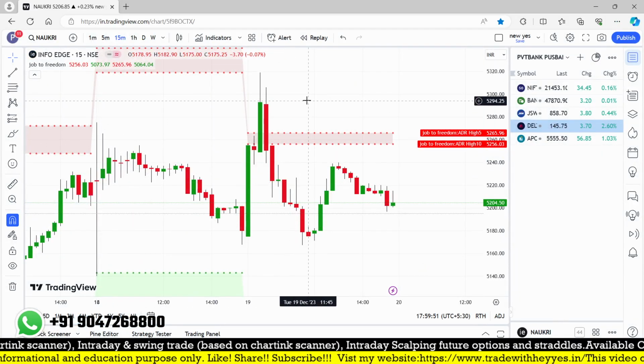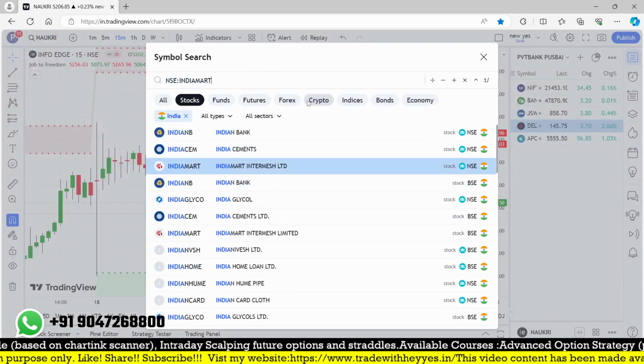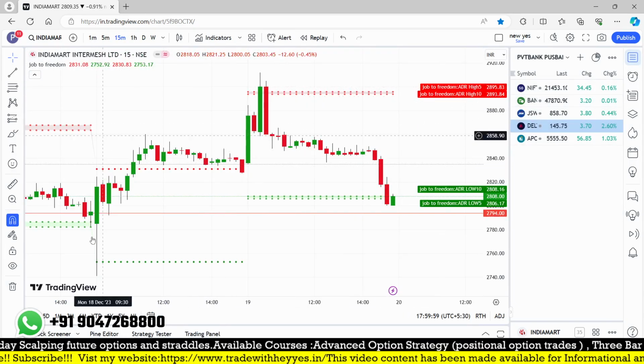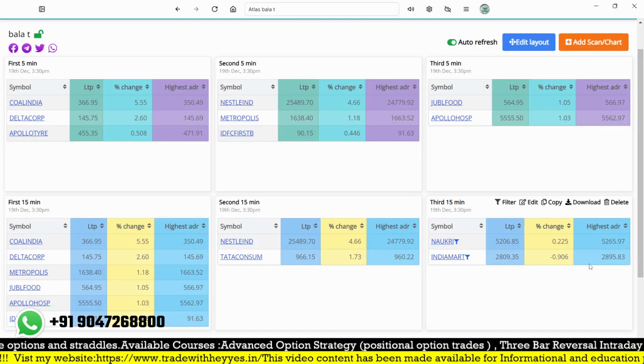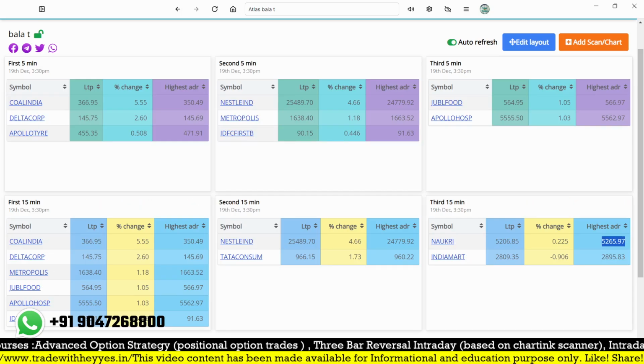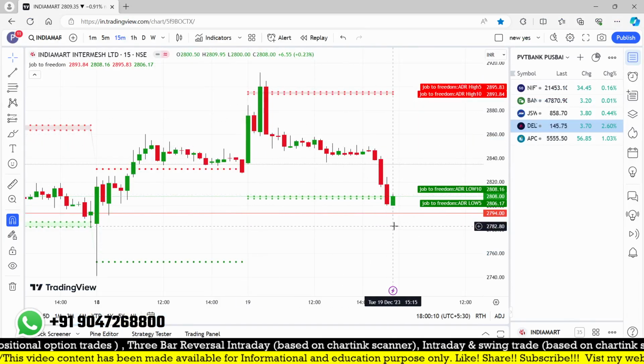Third one, the high is not broken, so no entry. And India Mart, you can cross check, this is also not broken. The high is 2895, you can cross check with that. So 2895.83 here. Okay, after that it is never broken and keeps moving lower.